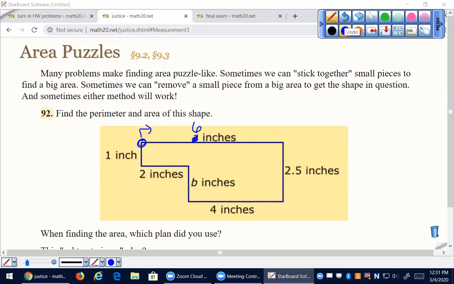Everybody's skeptical. Okay, that side that's talking too much. Shh. People can't hear. How much is B?